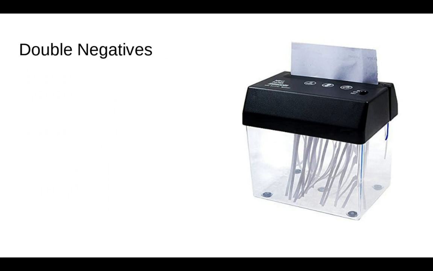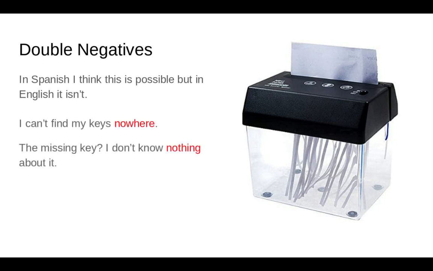Final one is double negatives. Now, this maybe can be quite difficult to grasp because in some languages it exists, but in English it doesn't. I believe in Spanish it does exist. Correct me if I'm wrong. So a classic example is "I can't find my keys nowhere." Here you've got a negative, and here you've got a negative. But in English, you cannot have two negatives in the same sentence, okay? Another one, the missing key, "I don't know nothing about it." I don't and nothing, double negative, not possible.